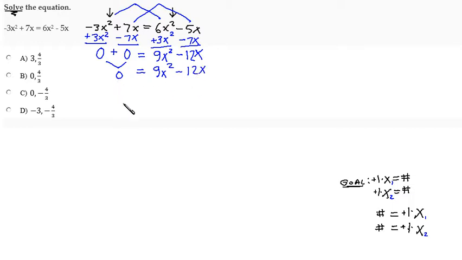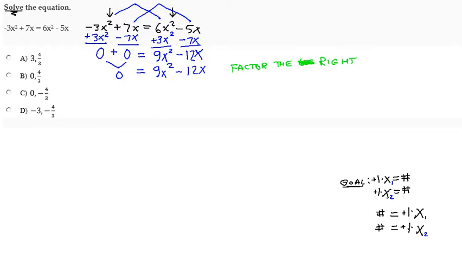At this point, let me change pen colors here. What we're expected to do is factor the left side. I'm sorry, factor the right side. Factor the right side is where our polynomial appears.